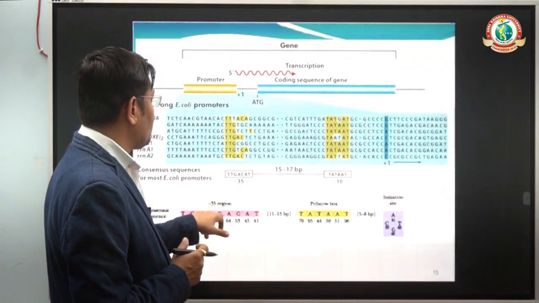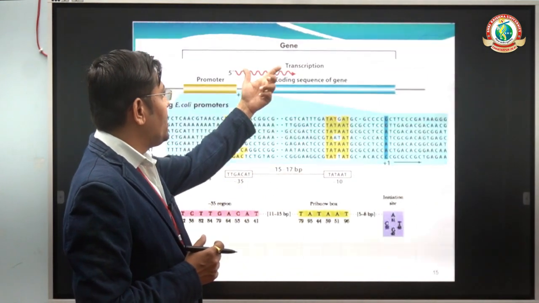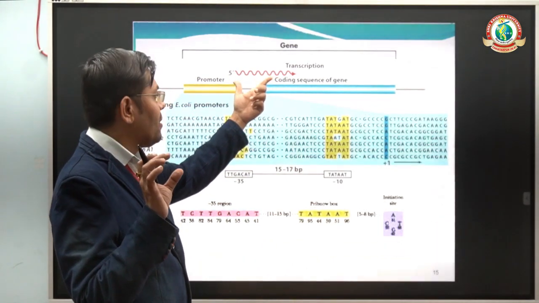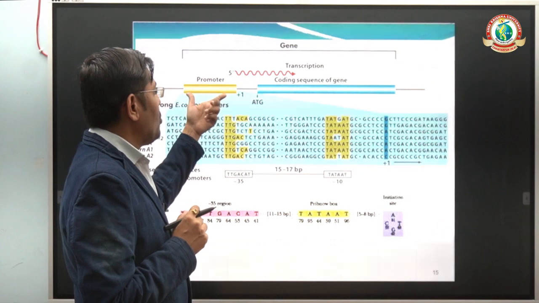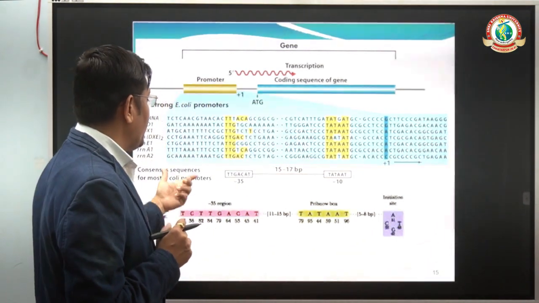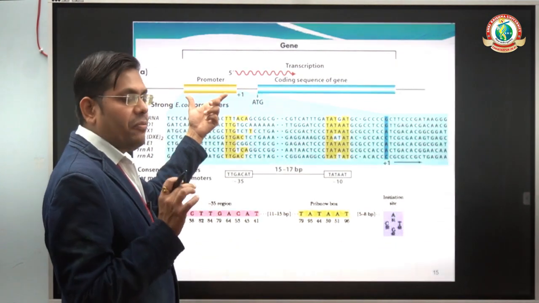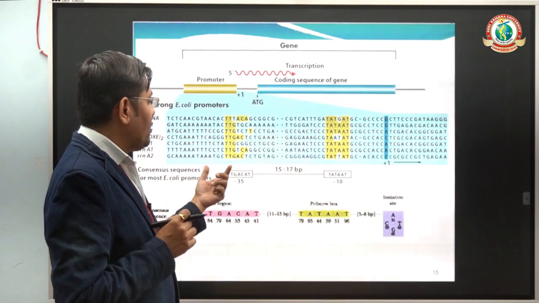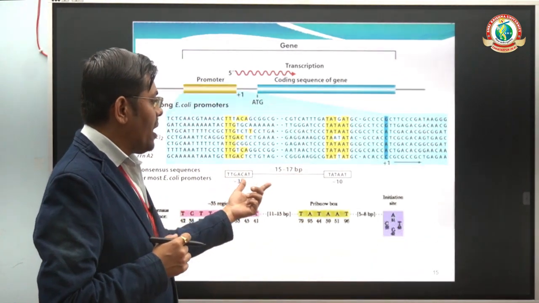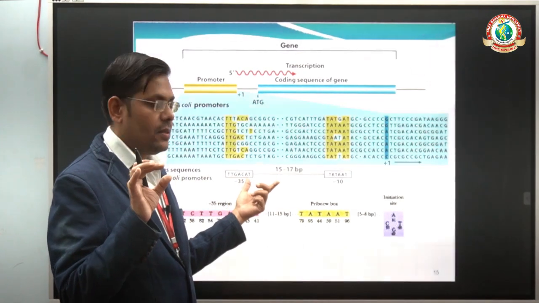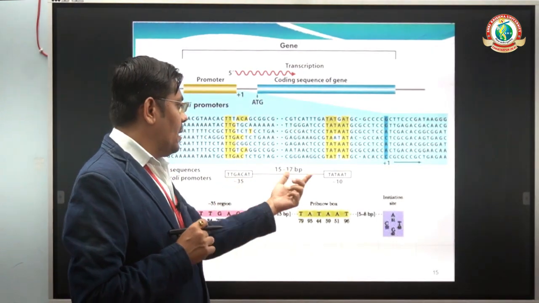Initiation first. If we see the gene structure, the gene is a part of DNA. So DNA has the promoter region and the coding sequence of the gene. If we see here, we can see the promoter. If we focus on the promoter structure, we find the -35 box and the -10 box. These are the base pairs of a DNA.